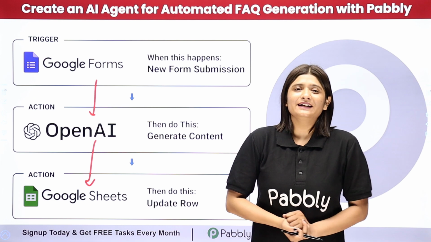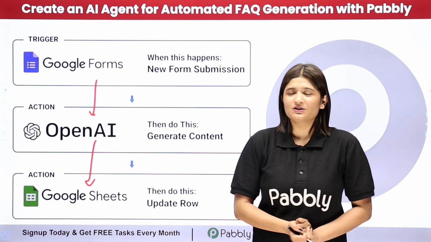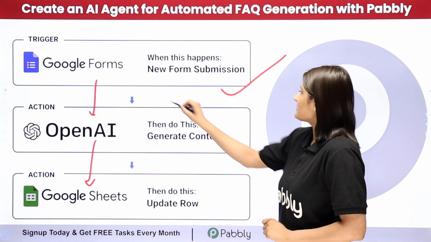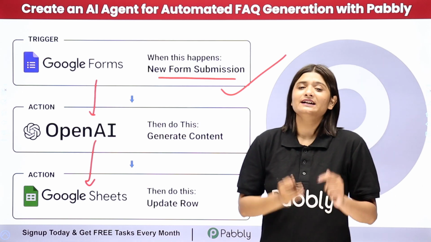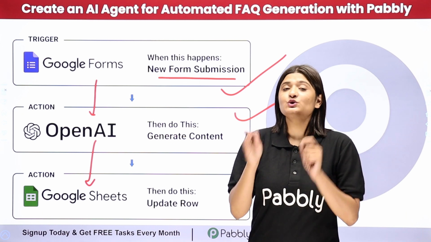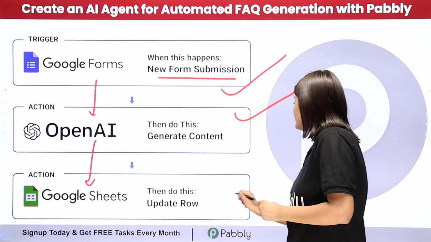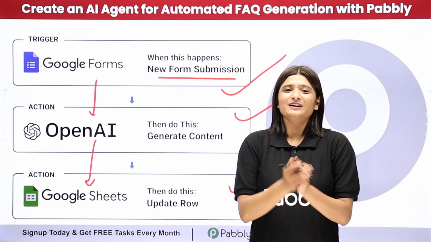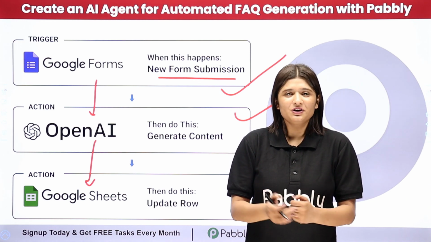With the help of Pabbly Connect, I'm going to build this connection in such a way that whenever there is a new form submission, it will be automatically analyzed with the help of OpenAI, and it is going to generate the FAQs which I'm going to add directly to my Google Sheet spreadsheet. Now, if you want to learn the step-by-step process, then let me take you all to my screen.